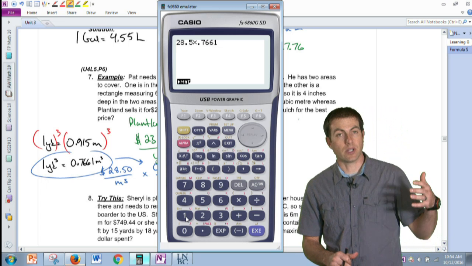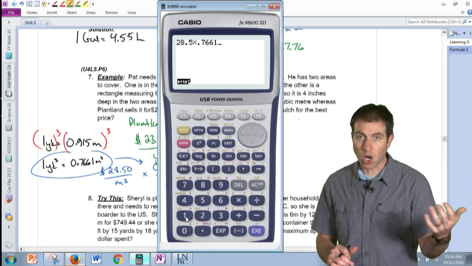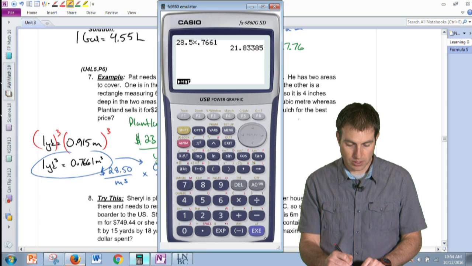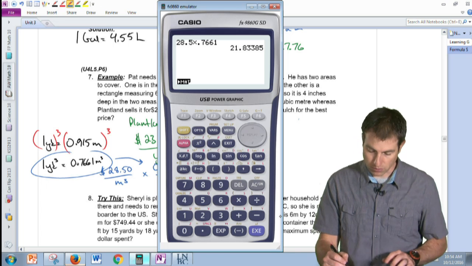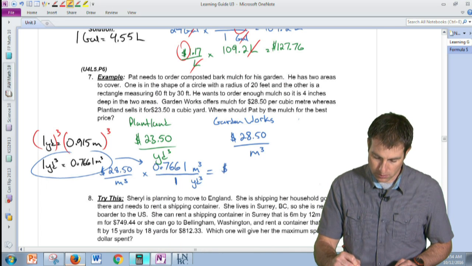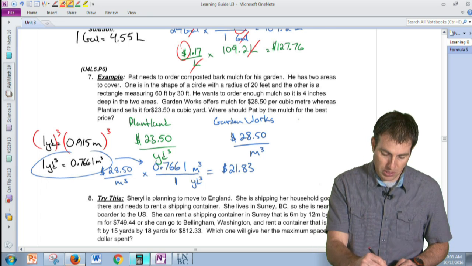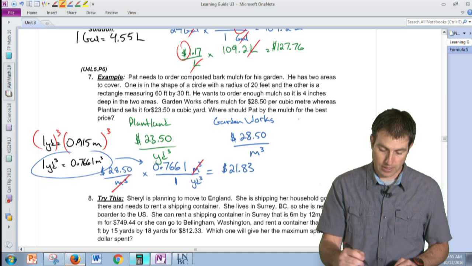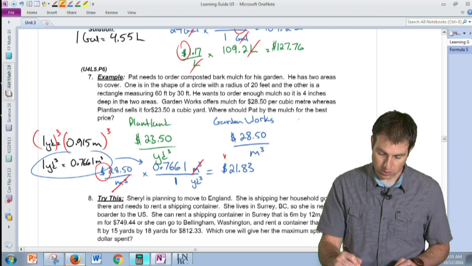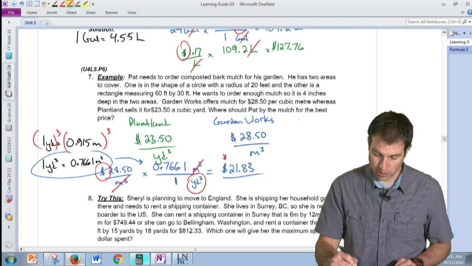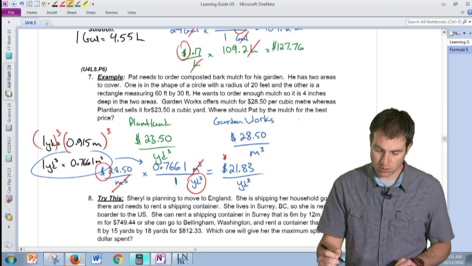That is going to convert my cost per meter cubed into the cost per yard cubed. So $21.83. And if I look at my units, I had meters on the bottom. I put it on the top to get rid of it. I'm left with dollars. That's why I have dollars here. And then on the bottom, I have yards cubed. So this is dollars per yard cubed.